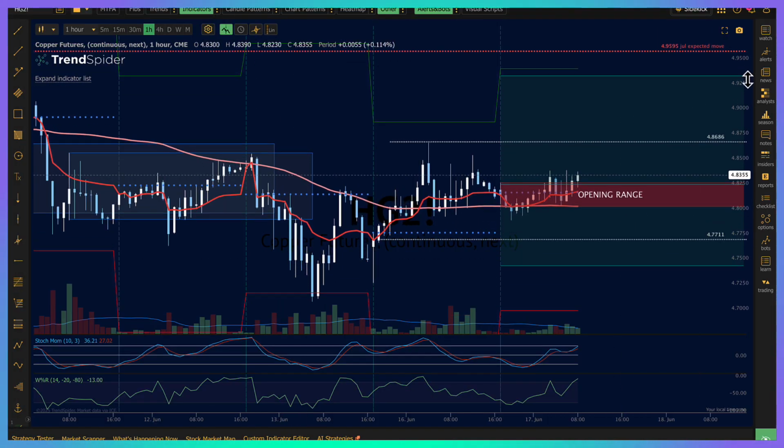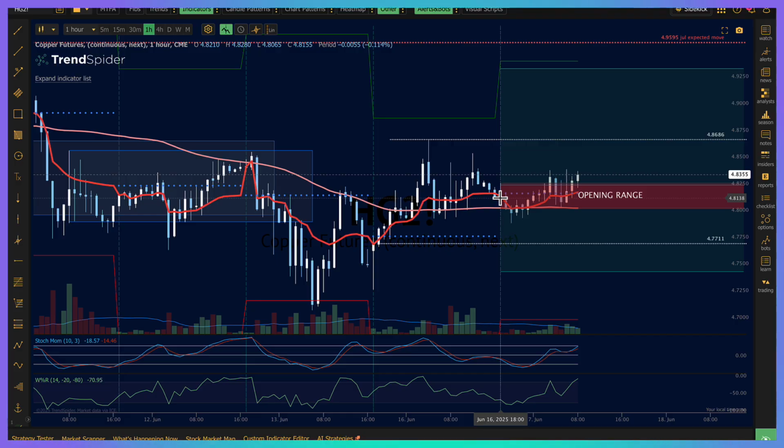All right. Opening range low, 4.8065. Opening range high, 4.8280. So about 215 ticks. What is trend? Down to flat. We're above the VWAP, but the VWAP's also flat. Momentum is slightly up, but still looks crummy.